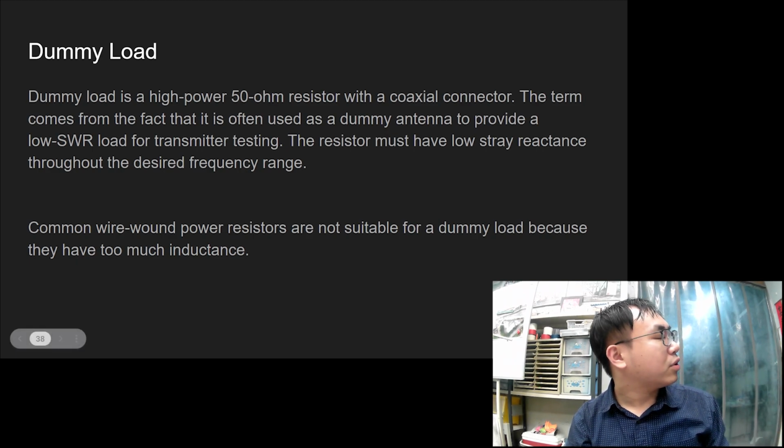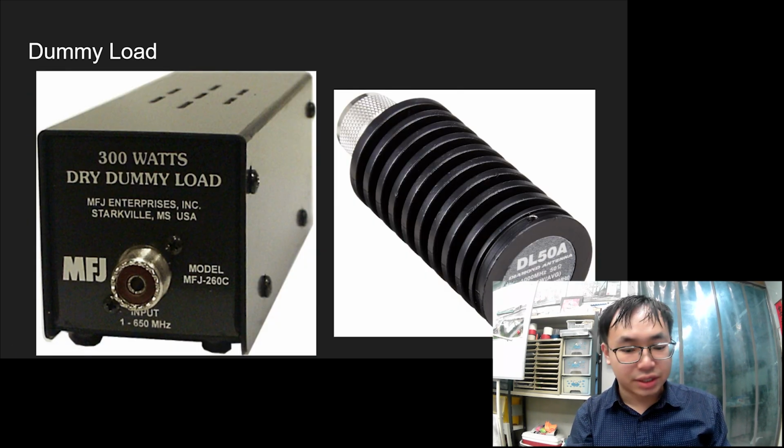For a dummy load, you can't use a wire-wound type of resistor, okay? Because a wire-wound type will have inductance. This is a coil, so it will emit signals like an antenna. That's why you can't use a wire-wound type for a dummy load. Okay, a dummy load looks like this.